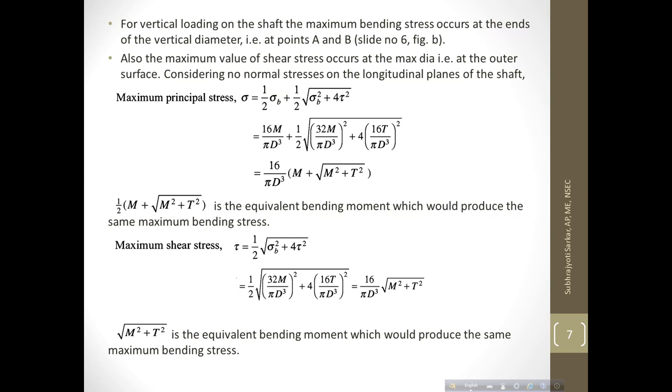Now what will be the maximum shear stress? Maximum shear stress is half of that other portion, that is root over sigma b square plus 4 tau square. Putting the values of sigma b and tau, we get maximum shear stress tau max equal to 16 by pi d cube root over M square plus T square. Here this root over M square plus T square will be the equivalent twisting moment, which would produce the same maximum twist as well as the same shear stress.